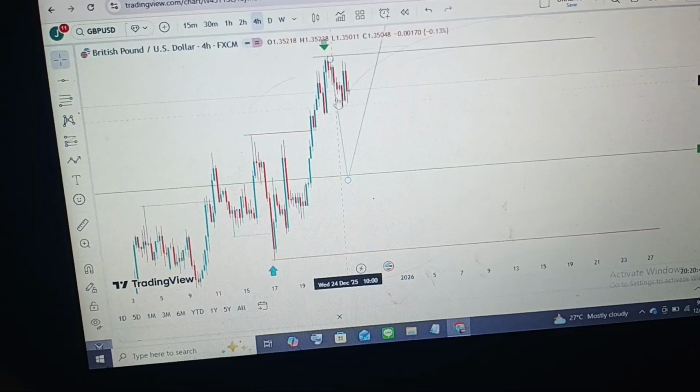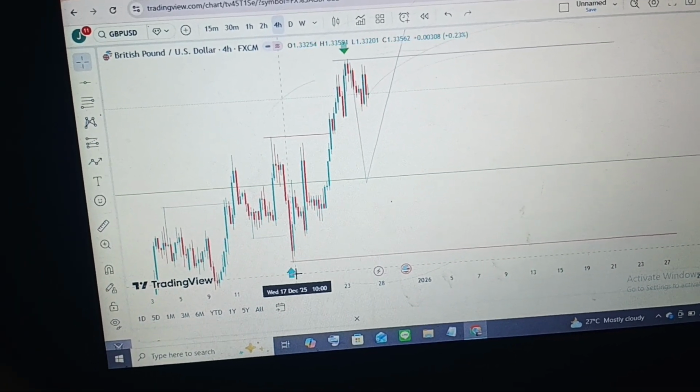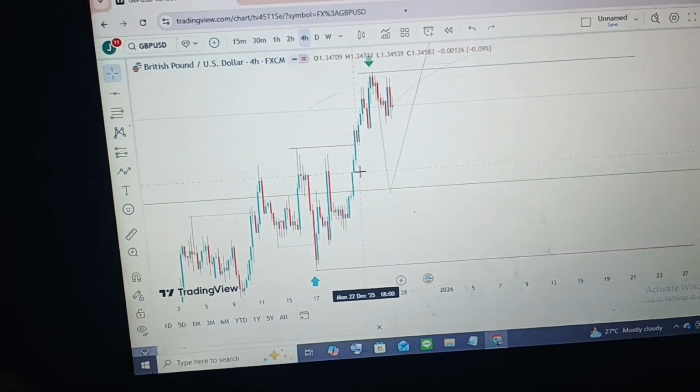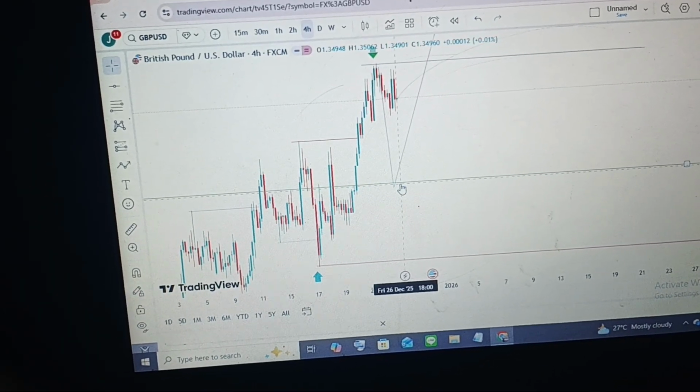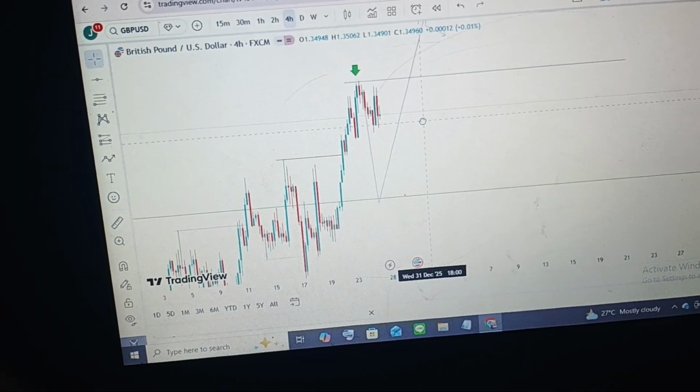So what I'm expecting now is the market to push up, since it broke structure. This is a strong low because it's the low that breaks structure. We're expecting the market to push down to this level before a continuation of the bullish move.